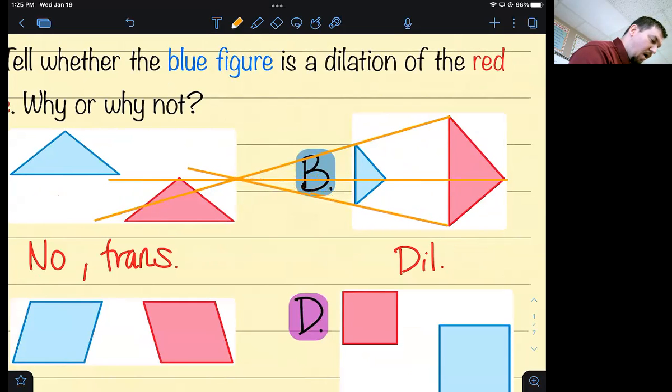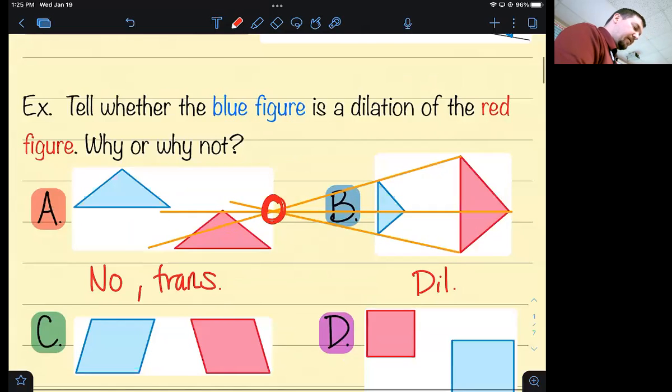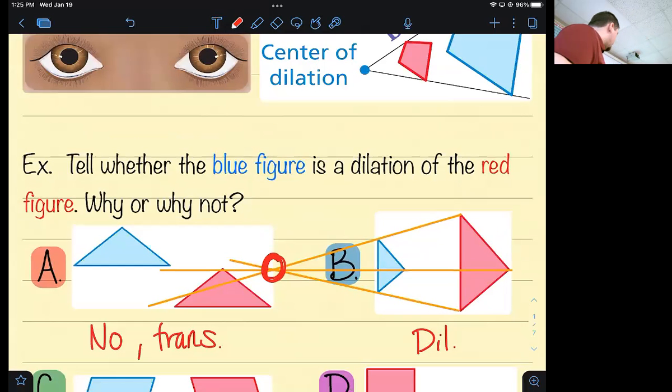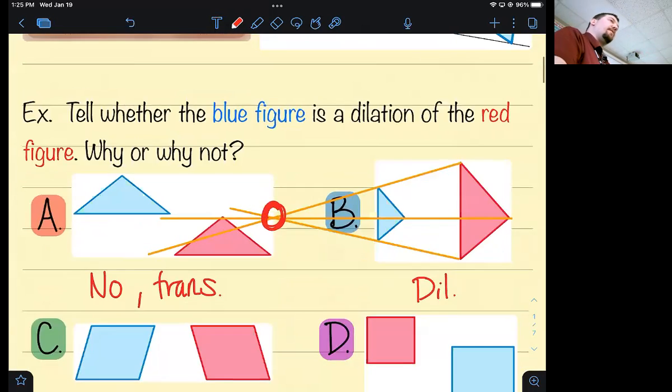You can see that they all intersect around the same spot. And so this intersection point right here is called the center of dilation. So that was the point at which it was dilated from. And since we're going from red to blue, we would say that this image, this blue triangle, was a reduced version of the original.